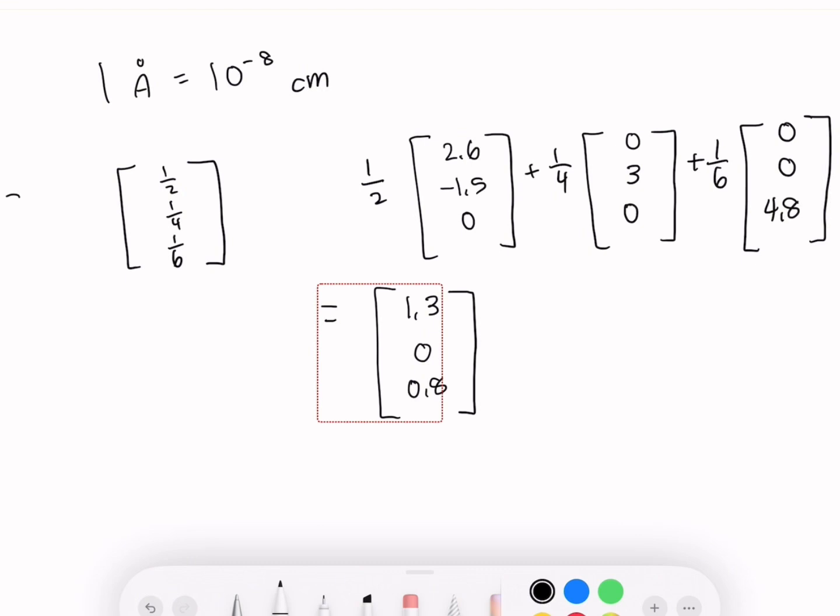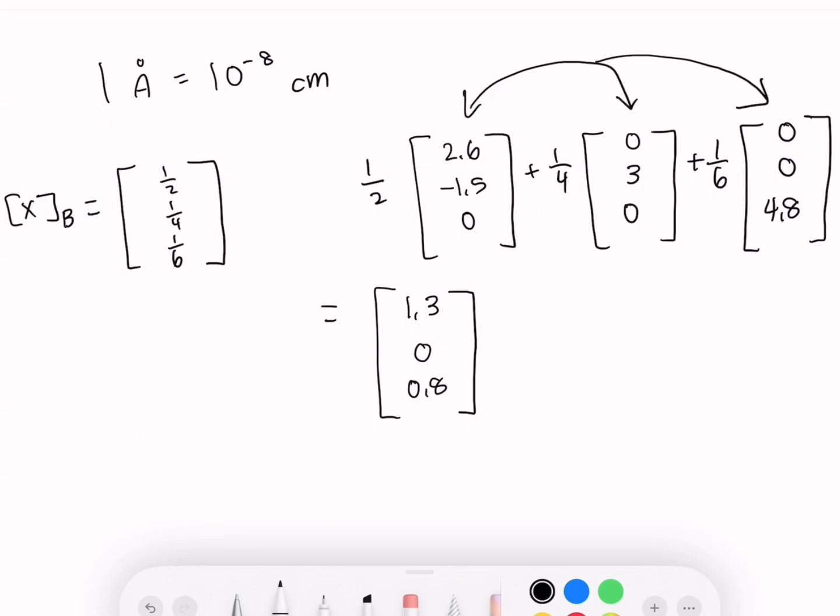Again, this is just the coordinate vector relative to this basis. And then we already know the basis, where these are the 3 vectors in the basis. And all we have to do is multiply those vectors by the weights, and then we got this.